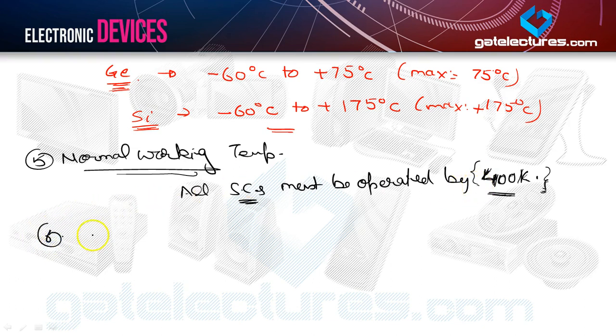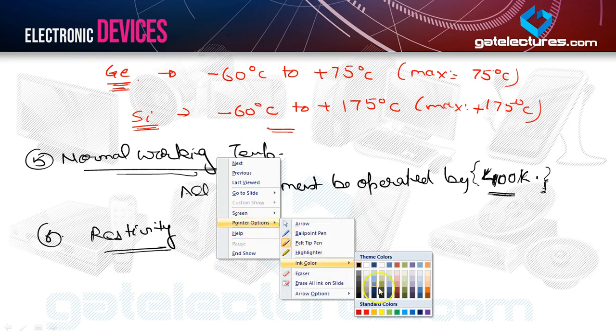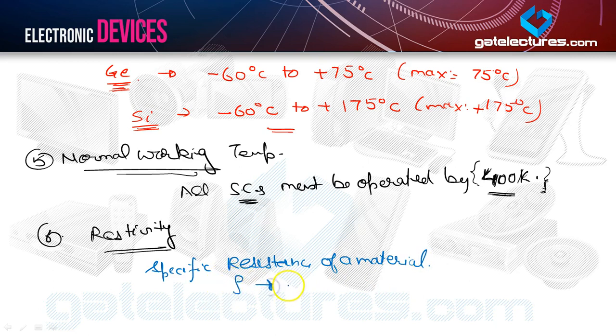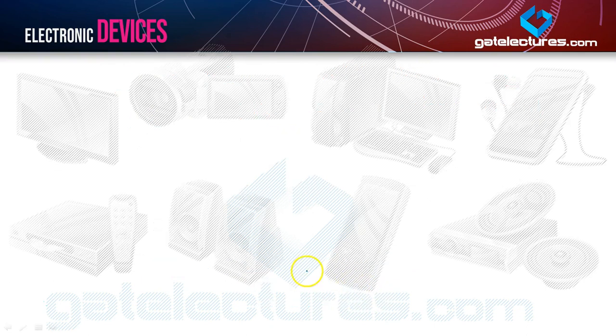Okay, sixth is resistivity. Resistivity, also called the specific resistance of a material, is denoted by rho, and the unit is ohm meter or ohm centimeter.